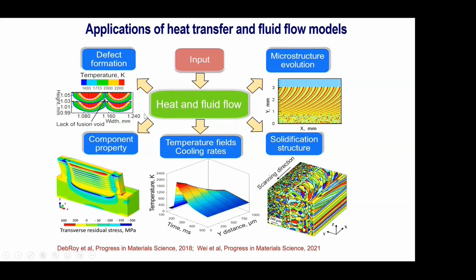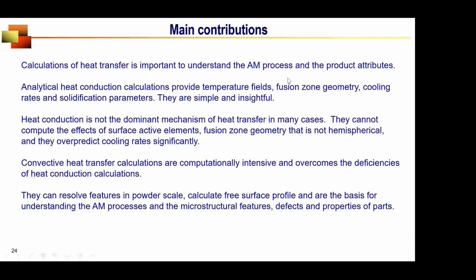Or we can use the calculations of heat and fluid flow to prevent defects like lack of fusion defects, where there is insufficient overlap of the fusion zones. So there are lots of benefits of doing heat and fluid flow calculations. And with modern computers, even the PCs, this can be done relatively easily. And it's very important to understand both the process as well as the product attributes.